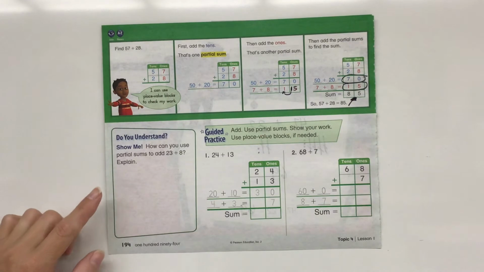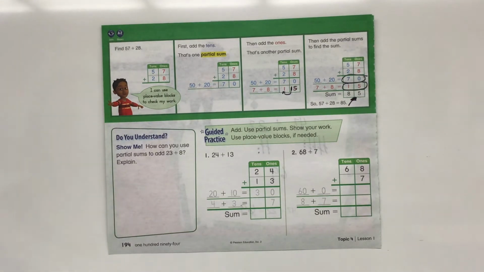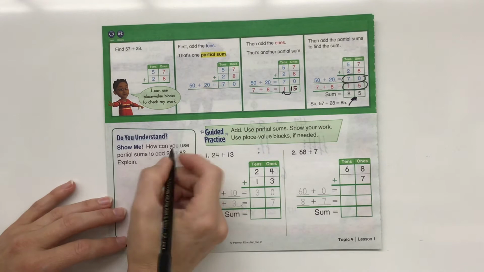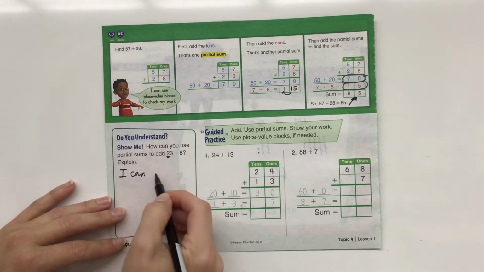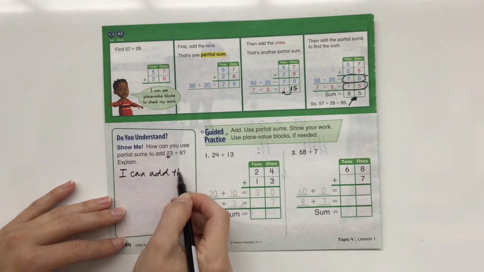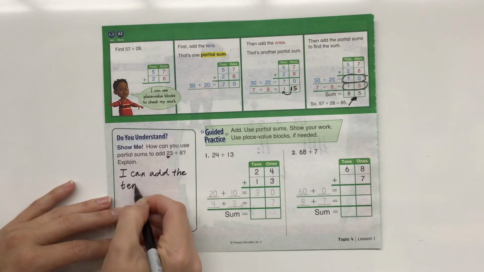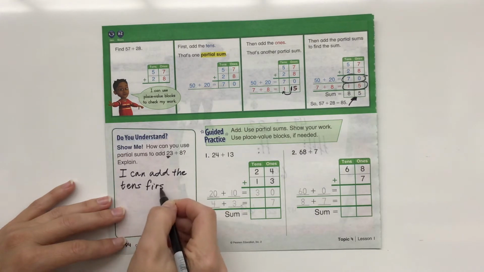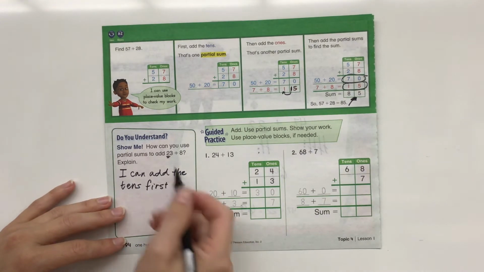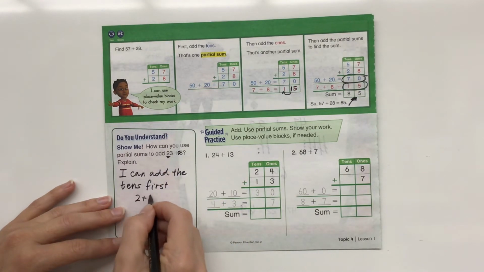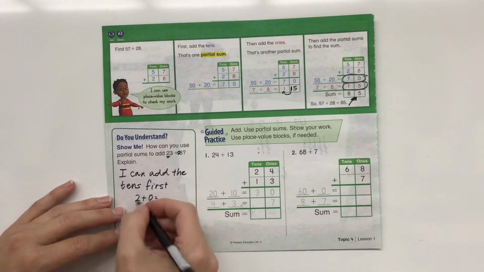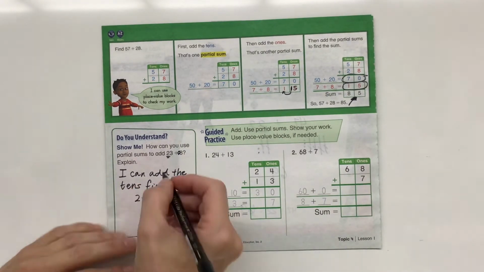All right, let's go to the Do You Understand, Show Me. How can you use partial sums to add 23 plus 8? Explain. So, what you can do first is add the tens. So you can say, I can add the tens first, right? So we have 2 tens plus 0 tens. 2 tens plus 0 tens equals 2 tens, 10, 20 equals 20.